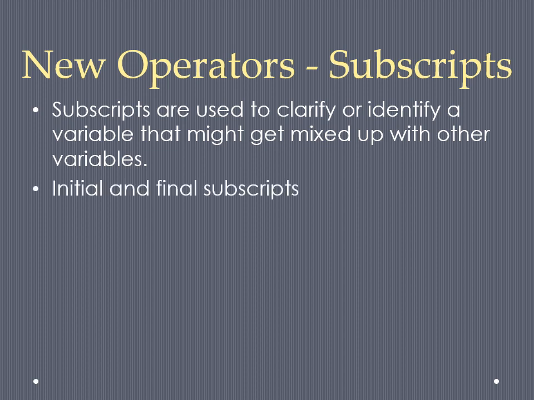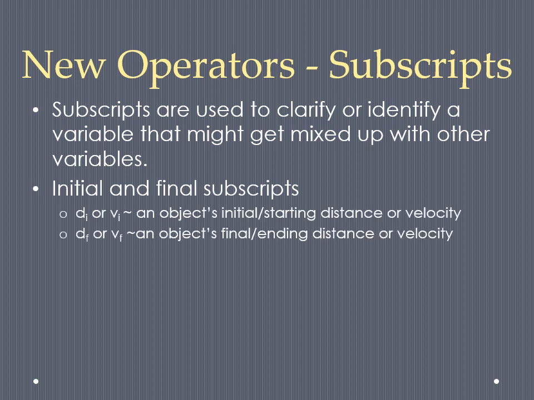Some really common ones that we use are initial and final subscripts, because we might be talking about an object whose distance is changing. It starts somewhere and it ends somewhere, or it has a velocity at the beginning and a different velocity at the end. So we would use the little subscript i to indicate this particular distance value is the distance it's starting at, or the velocity it started at. And we would use the subscript f to indicate a final or ending distance or velocity.